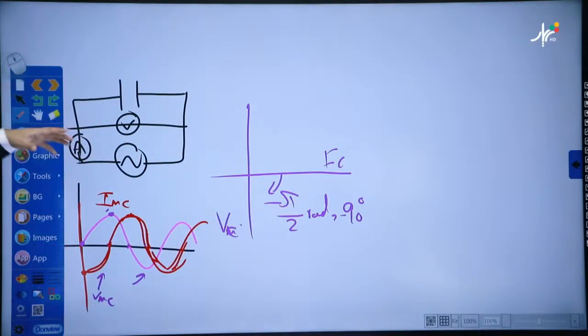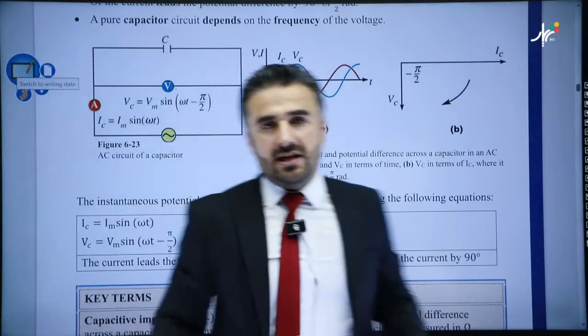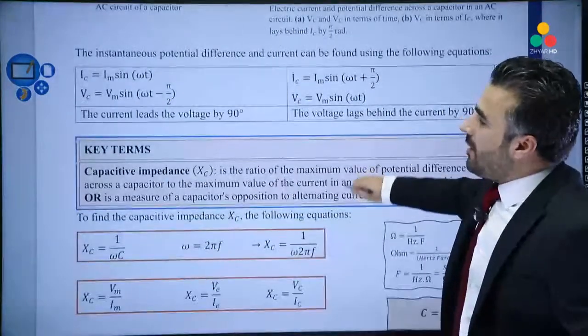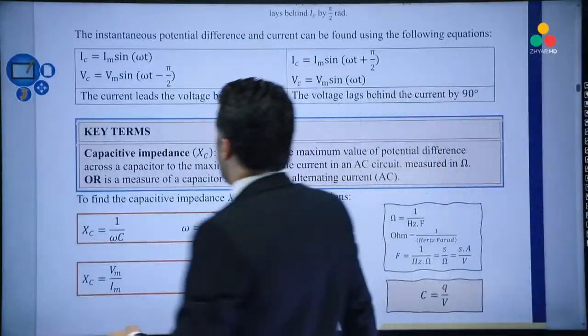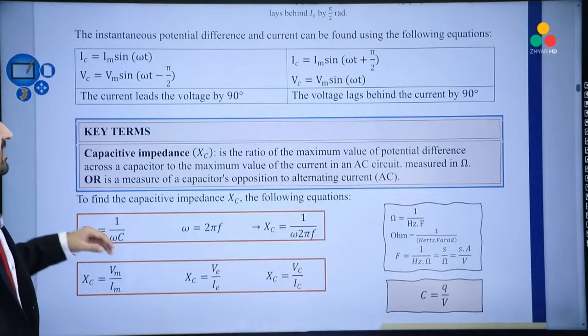This is what we have for a circuit when a capacitor is connected to an alternating source. And we did talk about how we write the instantaneous values for the capacitor circuit.